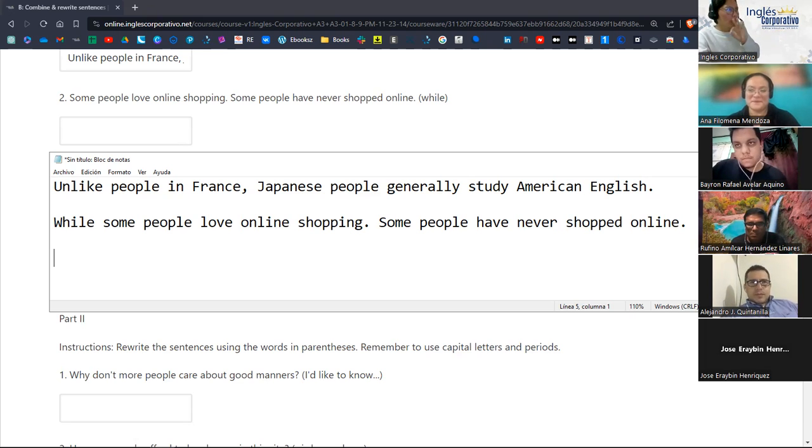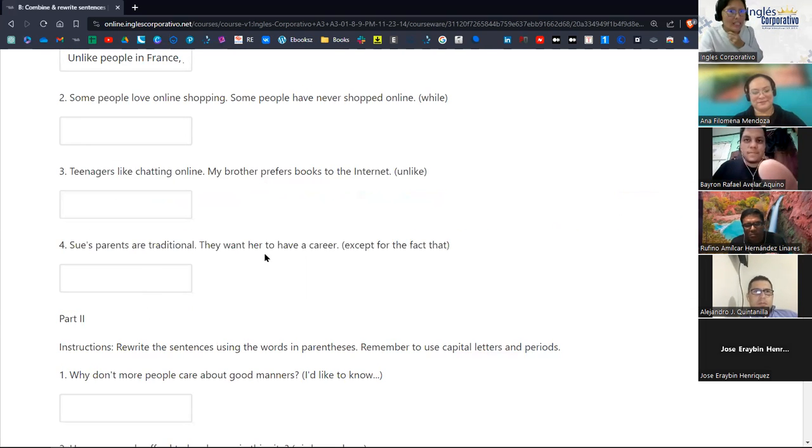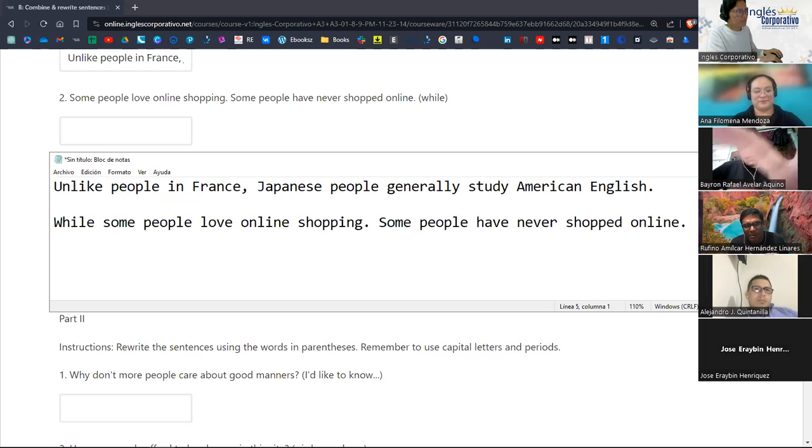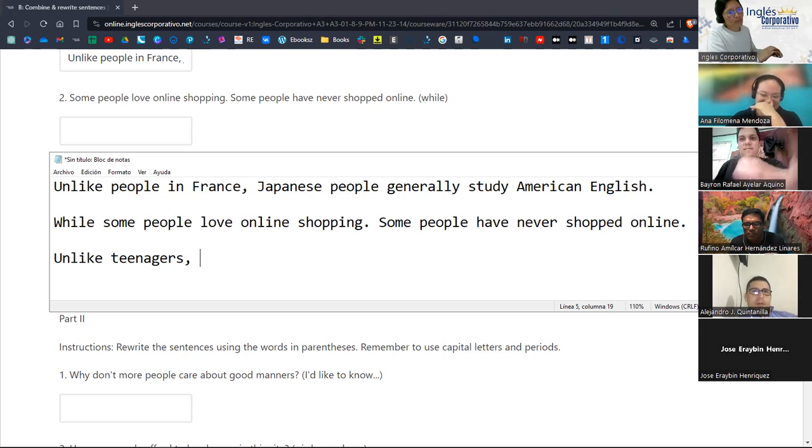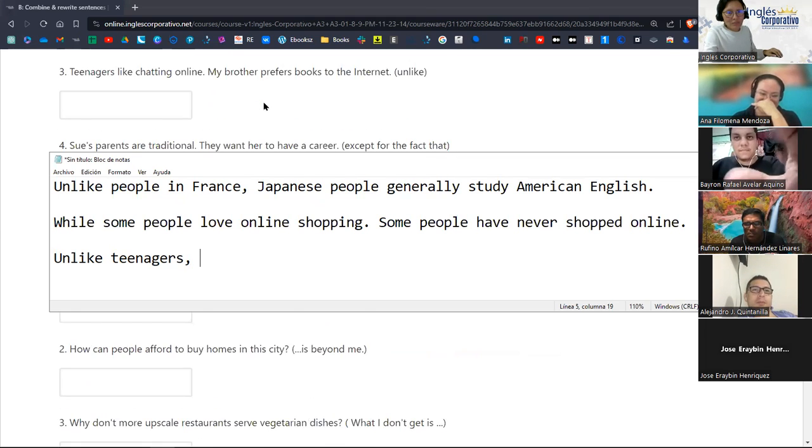Vaya. Tengo la número 3 porque creo que me va a alcanzar el tiempo solo para la primera parte. Y mañana que siga Teacher Iván con la segunda. Vamos a ver acá. La siguiente dice, teenagers like chatting online. My brother prefers books to the internet. So we're going to use unlike. Okay, ¿cómo nos quedaría la oración? Unlike teenagers. Okay, unlike teenagers. Comma. No, I couldn't see the answer, teacher. Perdón. Could you show it? Oh yes, I'm sorry. Please. Ahí está.